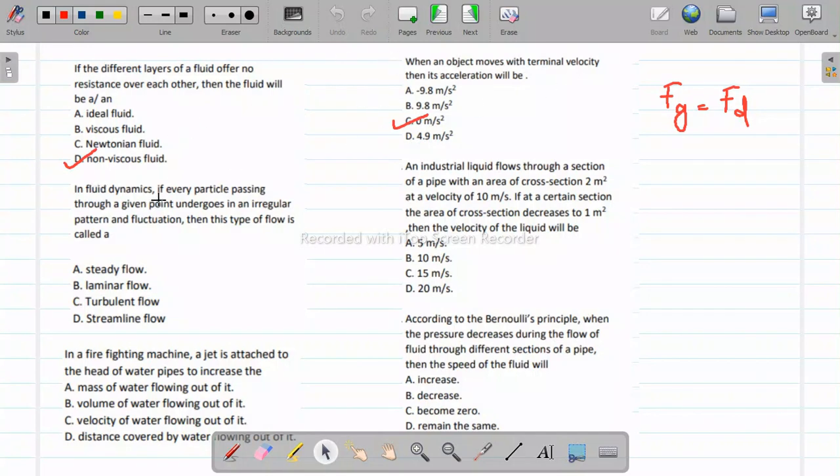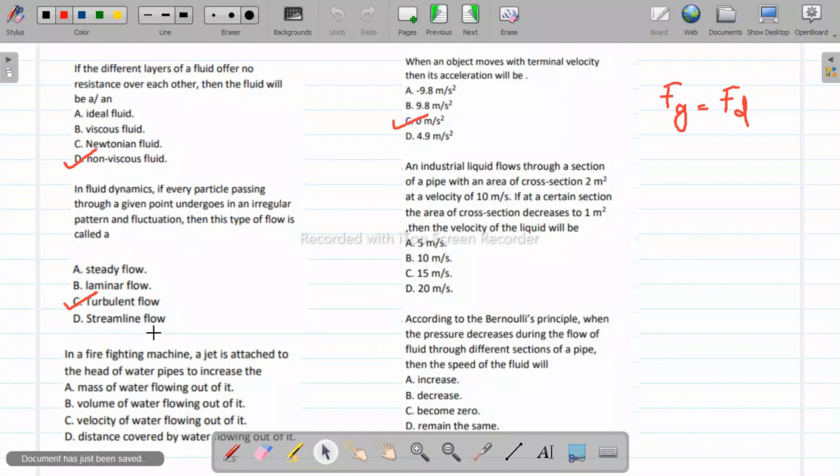In fluid dynamics, if every particle passing through a given point moves in an irregular pattern with fluctuation, then this type of flow is called turbulent flow, because streamline flow was the exact opposite of this. And then we discussed which flow is turbulent: the one in which you cannot trace its path, you cannot predict its path, in which the speed of the fluid becomes very high, like it exceeds the critical velocity.